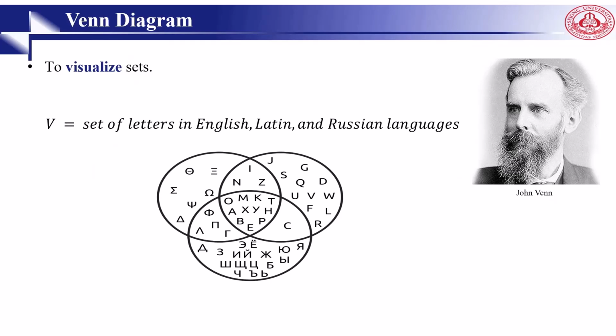To visualize sets, we use a Venn diagram. For example, here I show a set of letters in English. So this is English, this is Latin, and this is Russian. These three sets have some common parts. This area is common between L and R. This space is common between E and R. This space is exclusive for R. This space is common between E and L, and this space is exclusive for L.